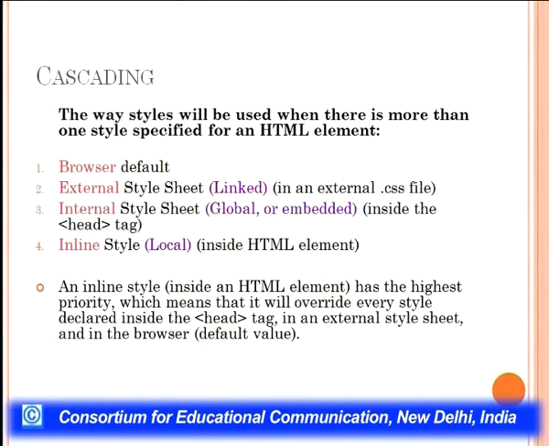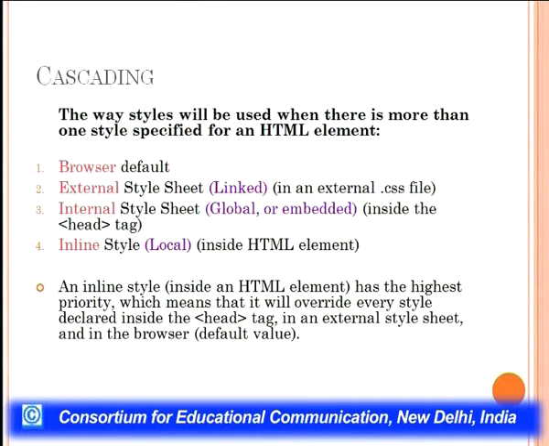So basically we see that in case of inheritance, it is inline which overrides the internal or global, and internal overrides the external or linked style sheet. This is very important when you are using style definitions for the same tags in a web environment while designing a website. So cascading means that this type of priority setting is given when you are using multiple layers. This is the way styles will be used when there is more than one style defined for an HTML element.